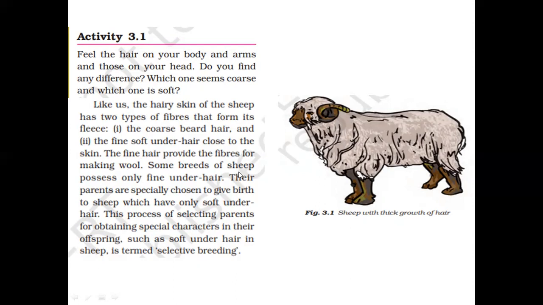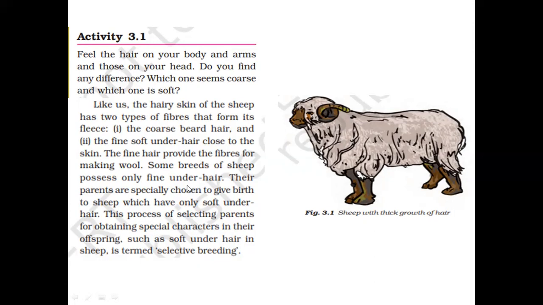Some breeds of sheep possess only fine under hair. Their parents are specially chosen to give birth to such sheep, which have only soft under hair. So there will be some breeds of sheep which will only have this soft underhair or the fine underhair. So this fine underhair is used to make the wool which we use to knit our sweaters.